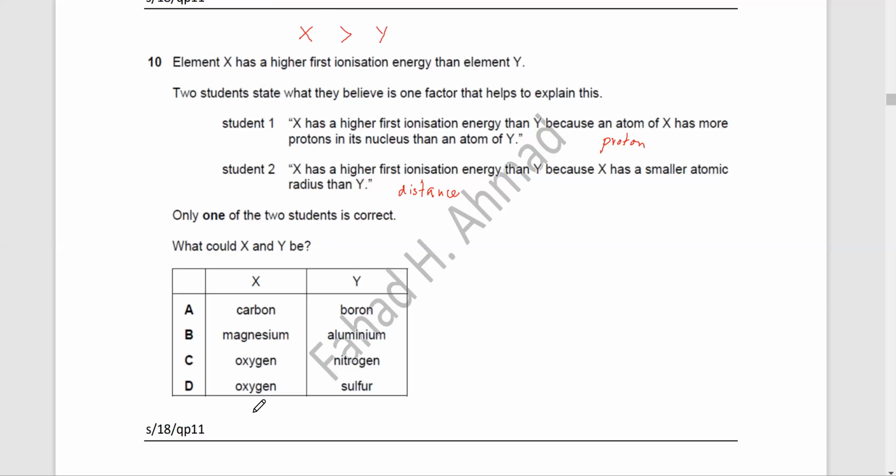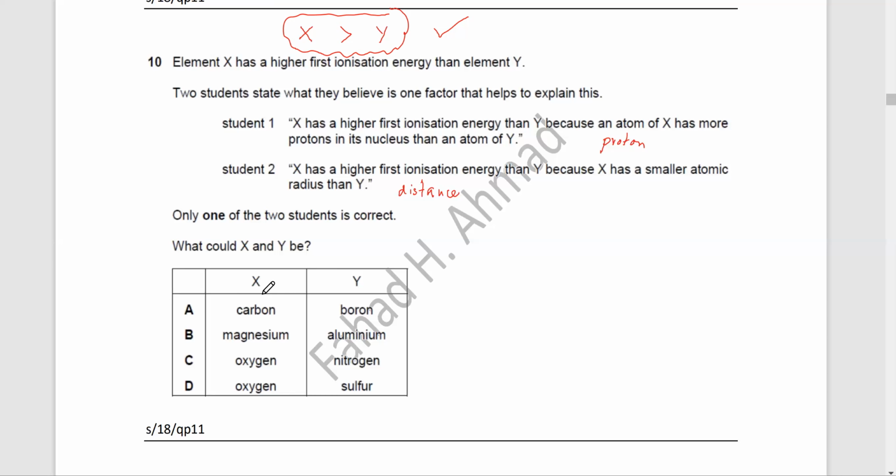So now we have to check three things. The first thing is we need to check whether X has a higher ionization energy than Y. This first thing needs to be satisfied in all the options. Then I'm going to look at student number one and two. One of the students must be correct. So I'm going to check this first out of all the options.